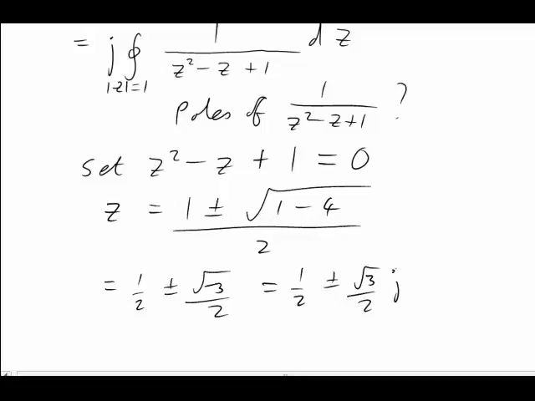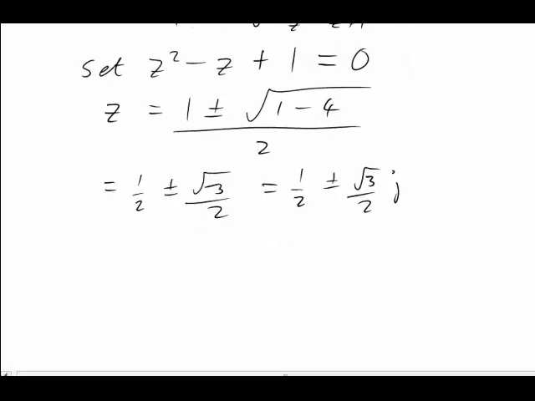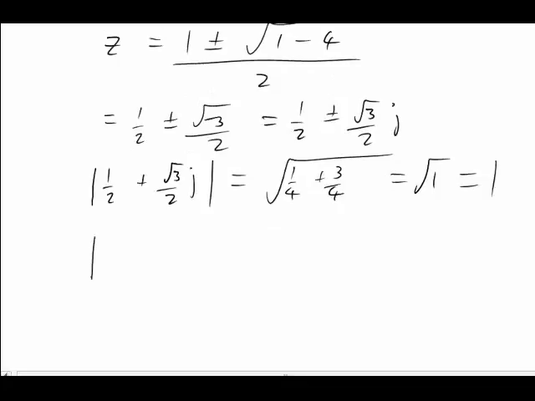In all the examples we've done up to now, that have worked and given an answer, we've found poles which are along the real axis and away from the circle, mod z equals 1. Take a look at these two poles. In particular, let's look at the modulus. The modulus of a half plus root 3 over 2 j is root a quarter plus 3/4, that's root of 1, which is 1. And in exactly the same way, the modulus of a half minus root 3 over 2 j is also root of a quarter plus 3/4, which is also 1.